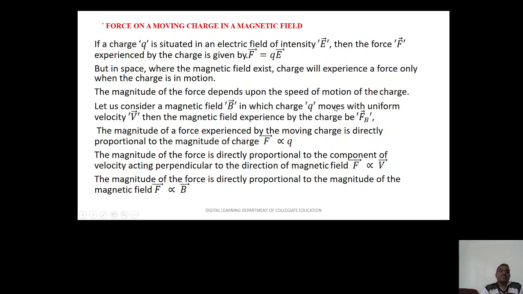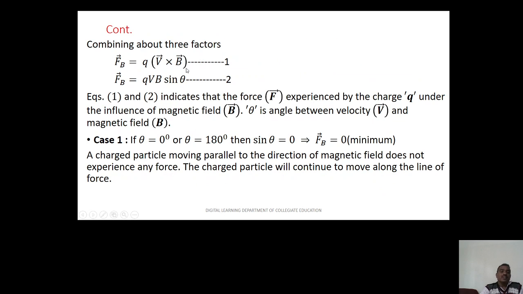Then the magnitude of the force experienced by the charged particle is directly proportional to the charge, and the magnitude of force is also directly proportional to the velocity component which is perpendicular to the magnetic field, and also directly proportional to the magnitude of the magnetic field. So if you combine these three factors, then F_B is equal to Q(v × B), or F is equal to QvB sin theta.